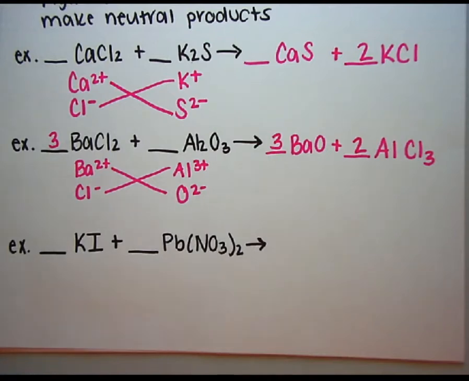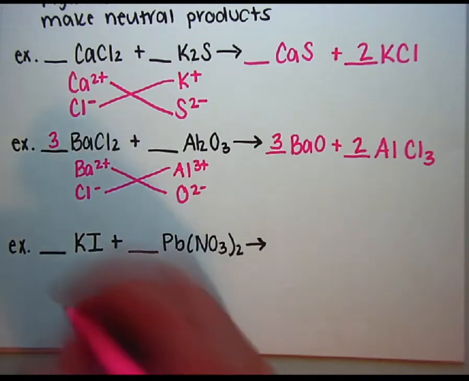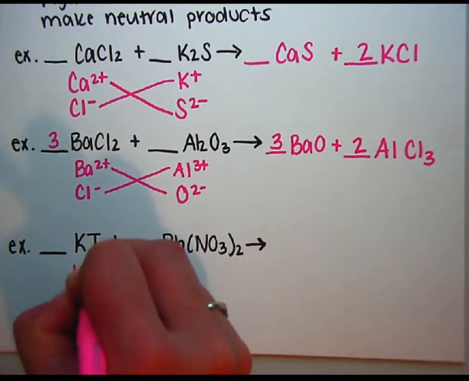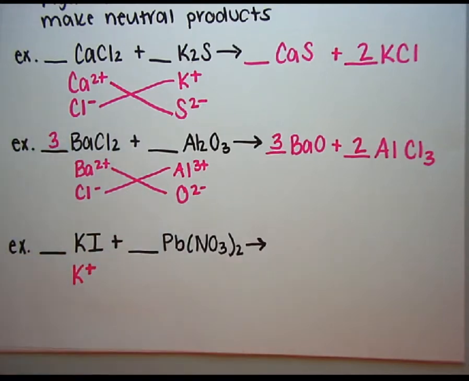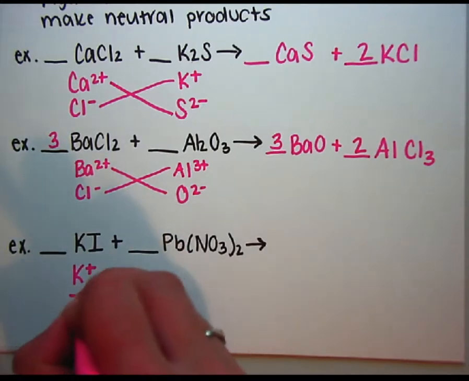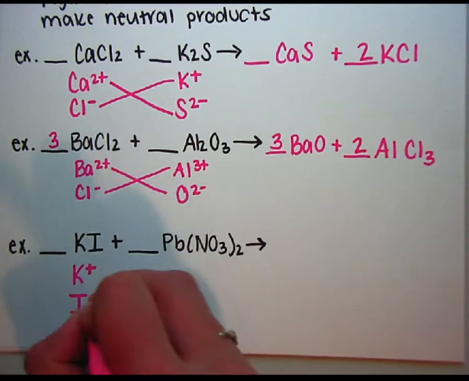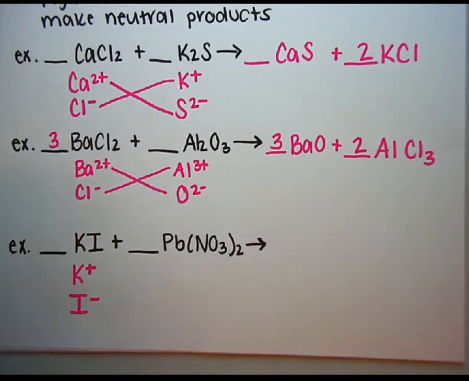Step 1, figure out your charges. Potassium is a group 1 metal. It's going to lose 1 electron to form a charge of positive 1. Iodine is a group 7 halogen. It has 7 valence electrons. It wants 8. It's going to gain 1.